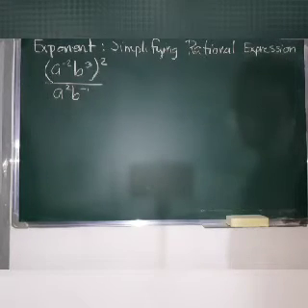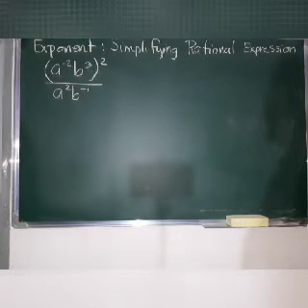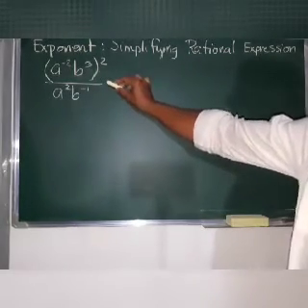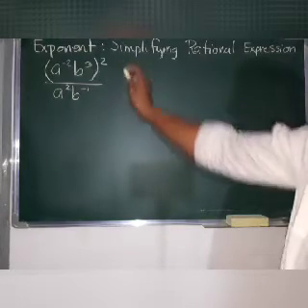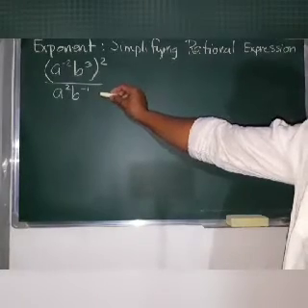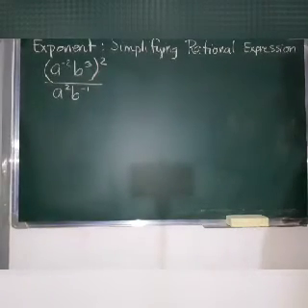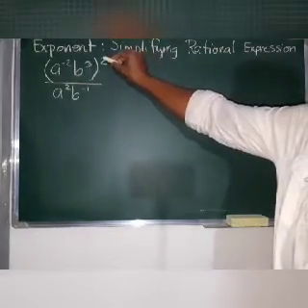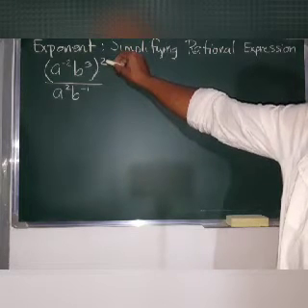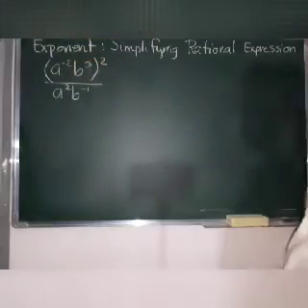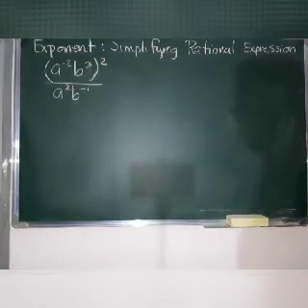Our lesson for today is about simplifying rational expressions involving exponents. So we have an example here: (a raised to negative 2, b cubed) squared, all over a squared, b raised to negative 1. So first, as a law of exponents, we need to multiply the exponent outside the parentheses with the exponent inside the parentheses. I'll repeat, multiply.